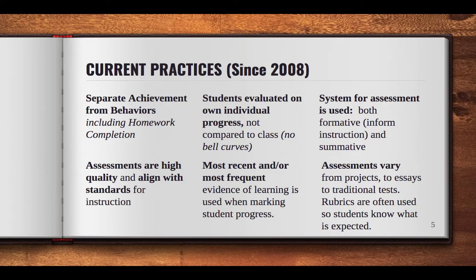Students are evaluated on their own individual progress, not as compared to class. Back in the old days, there were bell curves used to define who got A's, B's, C's, and so forth. We no longer use bell curves. This has been a practice that we have had for many years at Highcrest and across the district. So students really are graded and marked on their individual progress.